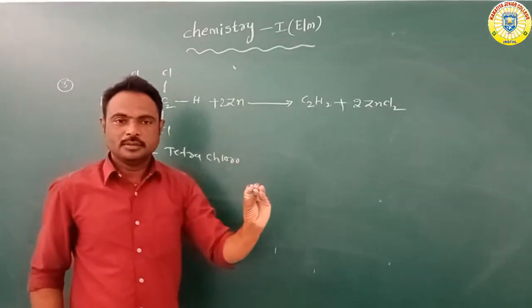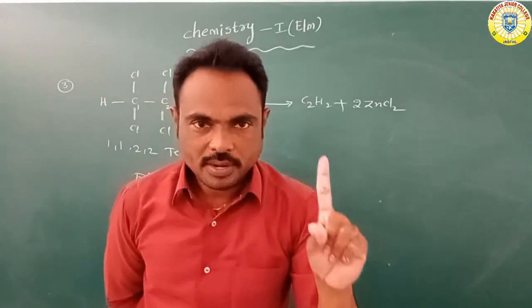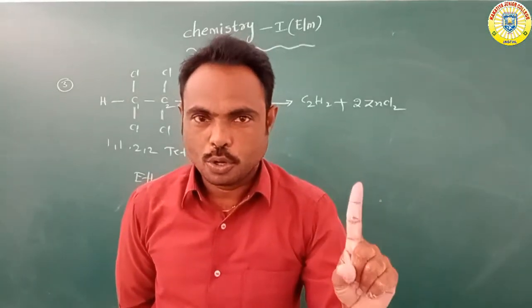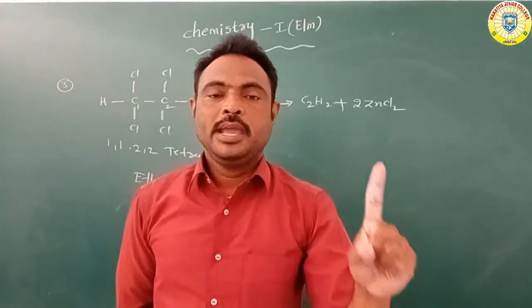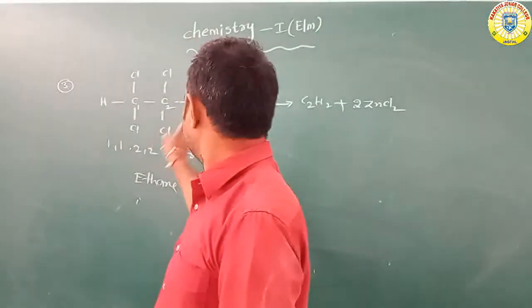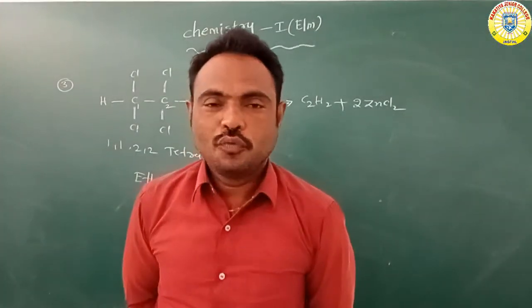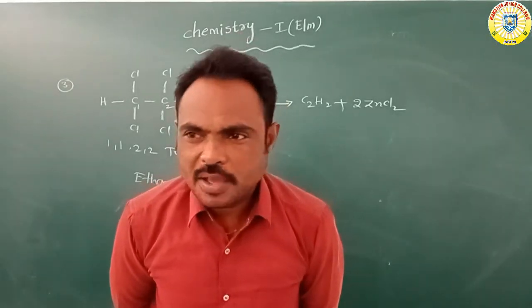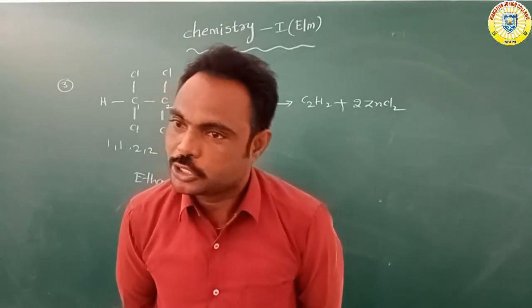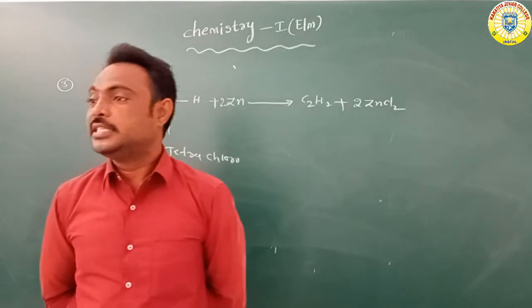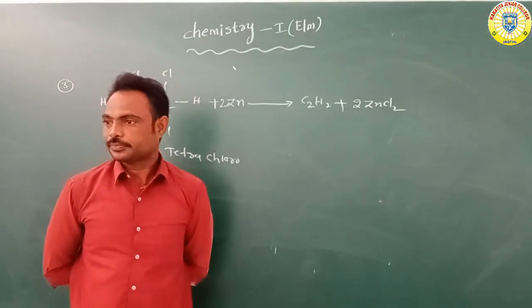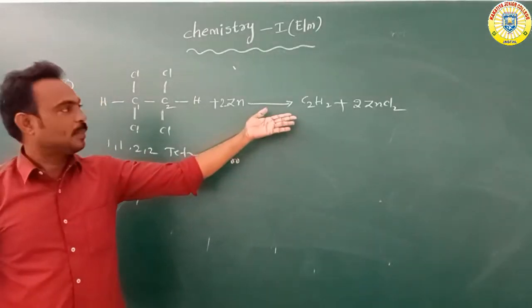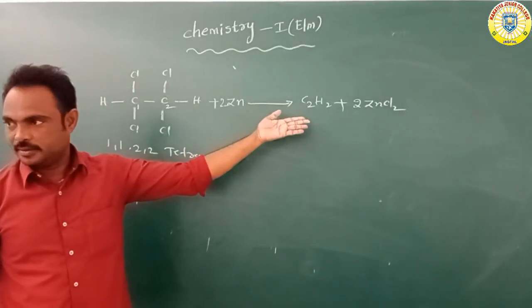Okay, listen. So 1,1,2,2-tetrachloroethane reacts with zinc to form in this reaction acetylene. What is the formula of acetylene? C2H2 and remaining zinc chloride. So it is another preparation of acetylene.